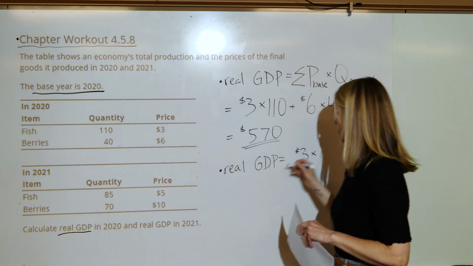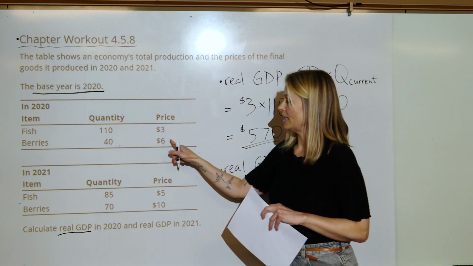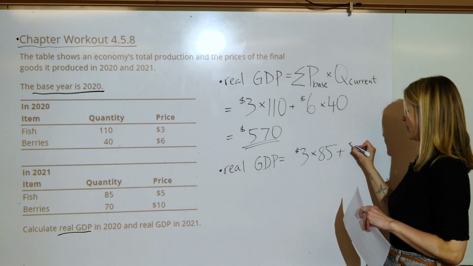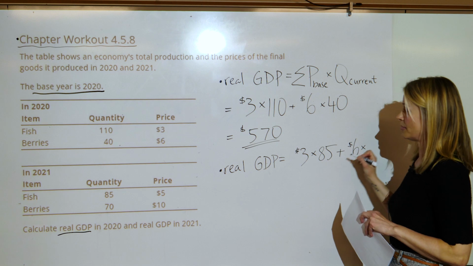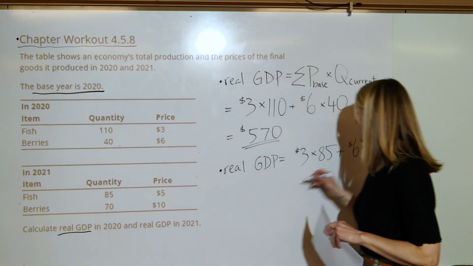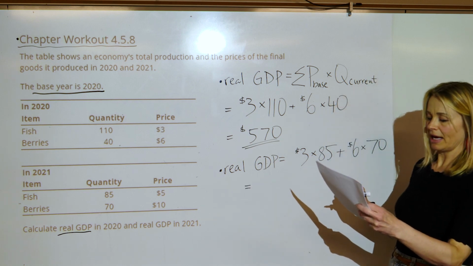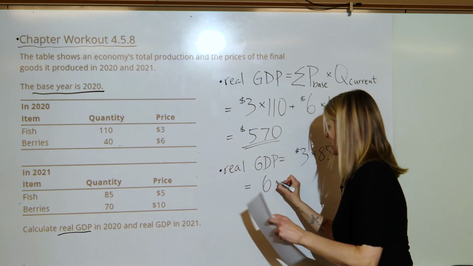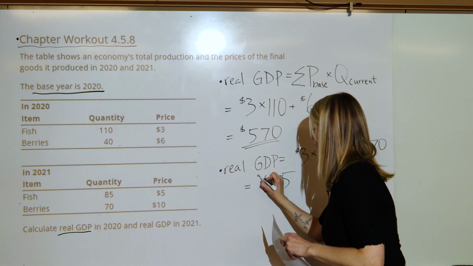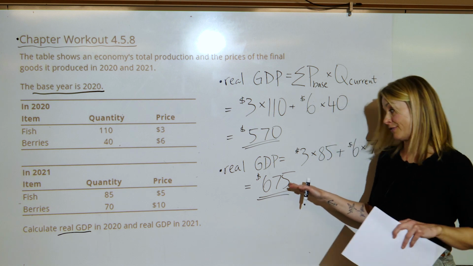So this time we're going to put in 85 for the fish amounts. And then the $6 for the berries, that's the old price of the base year, times the quantities in the current year that we're interested in, which is 70. And then if we do all that math, which of course I have already done, like a good little chef who pre-cooks their food for the cooking show, we get 675.